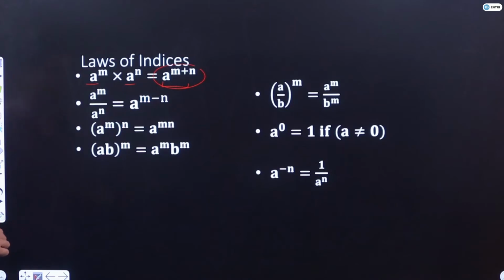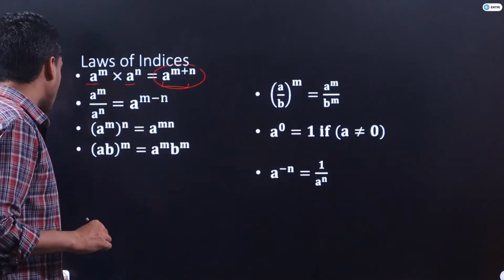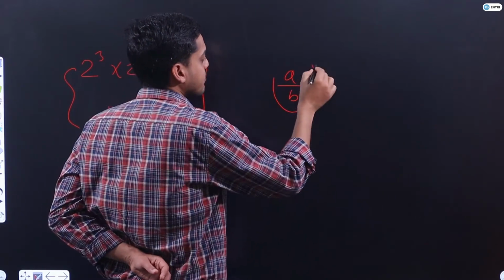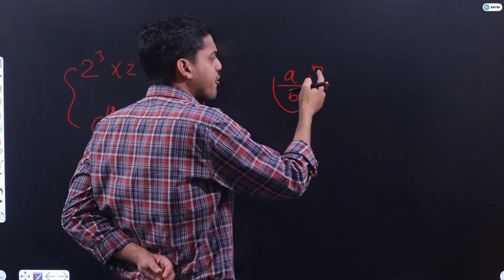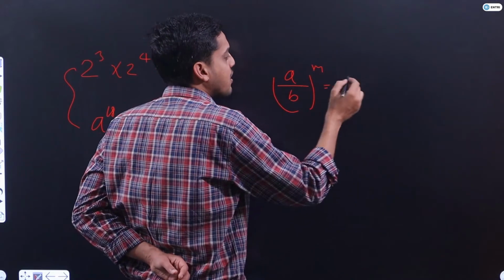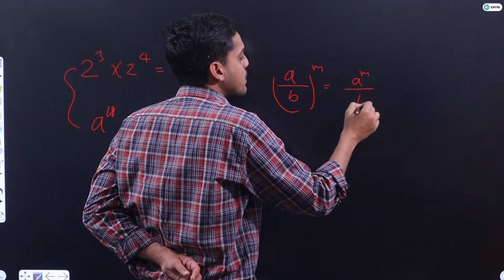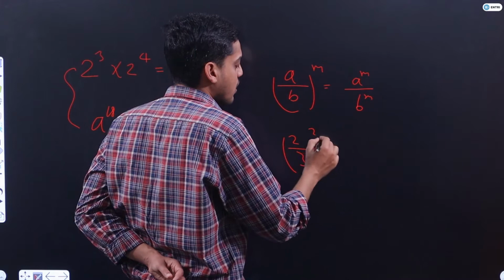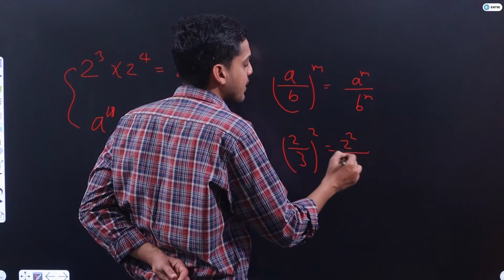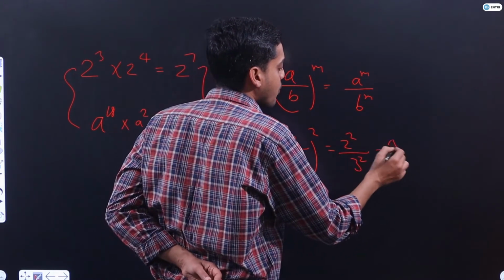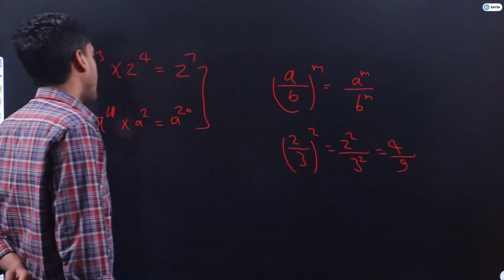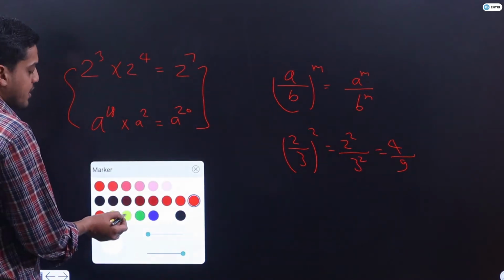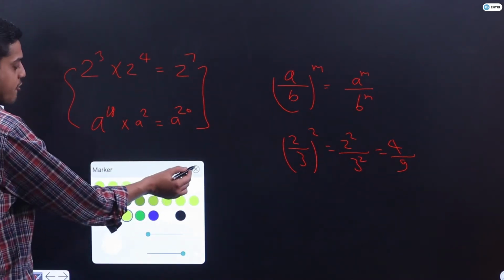Now, if I talk about the second property, it is the same as this only. If I am doing a upon b whole to the power m, this power will be applied on both numerator and denominator. So it will be a to the power m upon b to the power m. If I write 2 upon 3 whole square, it will be 2 square by 3 square, and it will be 4 by 9 only. I think we know these concepts, and I am explaining them so that anyone who is not so familiar with this can get it comfortably.